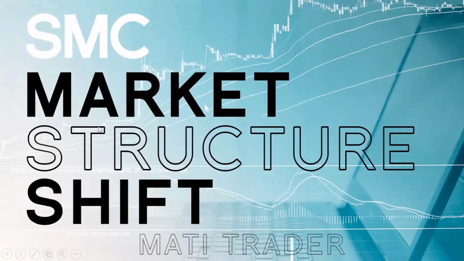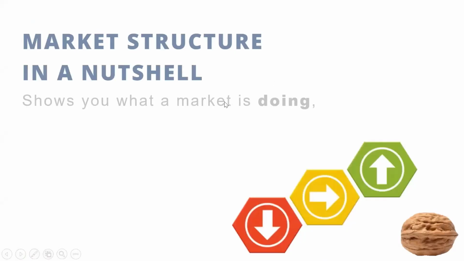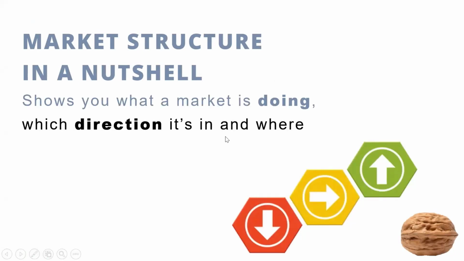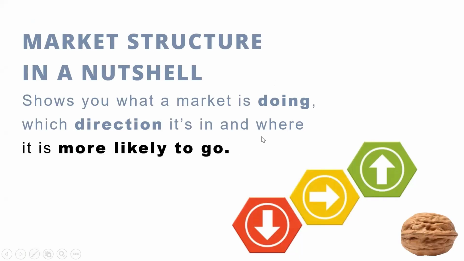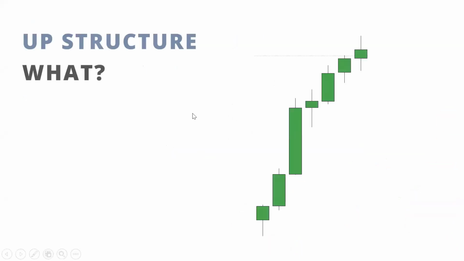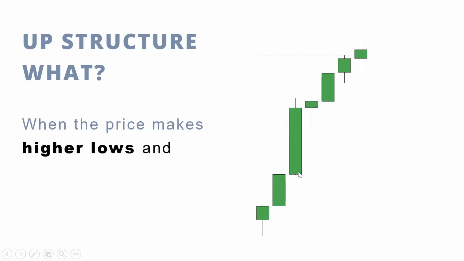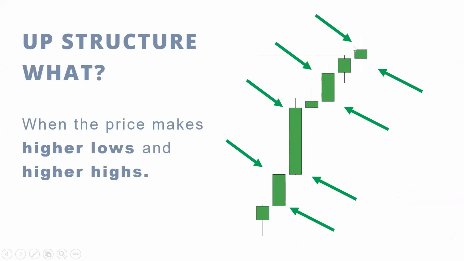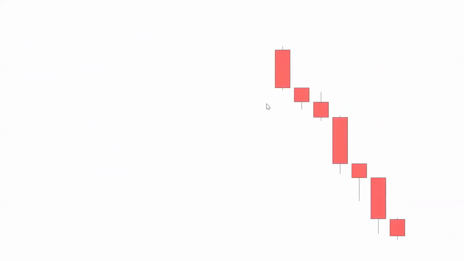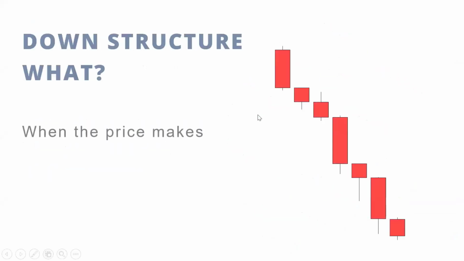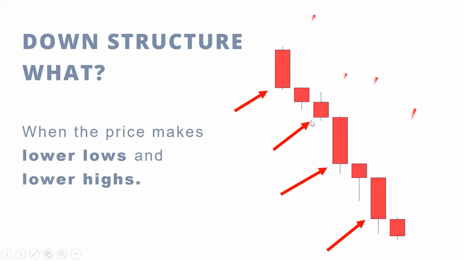So now we're going to go into the market structure shift. Market structure, in a nutshell, shows you what a market is doing, which direction it's in, and where it is more likely to go. So we have an up structure, which is when the price makes higher lows and higher highs. Those are called up structure candles. So an up structure candle, and so on. A down structure is when the price makes lower lows and lower highs. We say these are down structure candles.